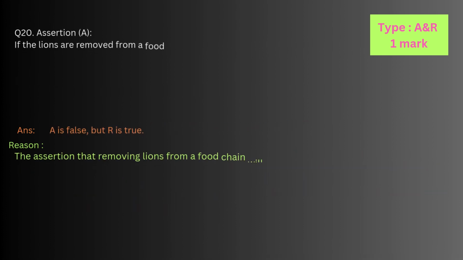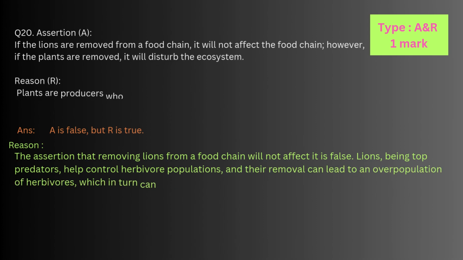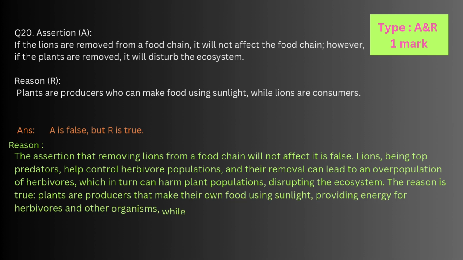Assertion: if the lions are removed from the food chain, it will not affect the food chain. However, if the plants are removed, it will disturb the ecosystem. Reason: plants are producers who can make food using sunlight, while lions are consumers. The answer to this is that assertion A is false, but the reason R is true. Let's see why.